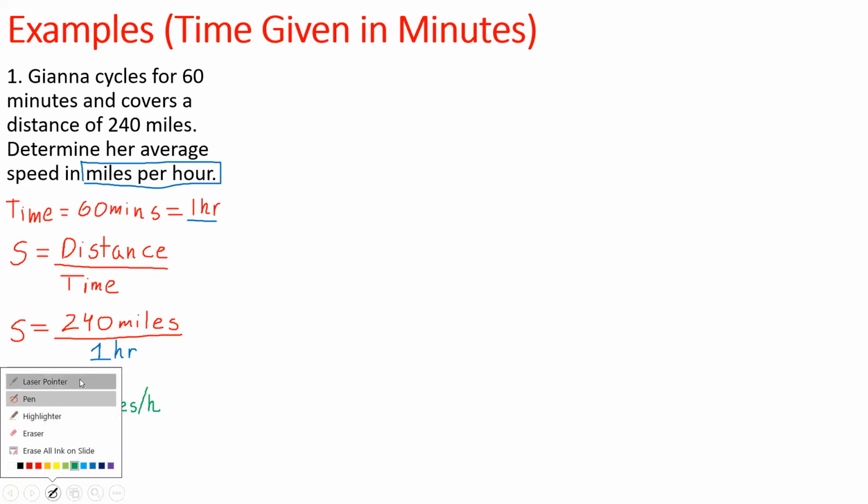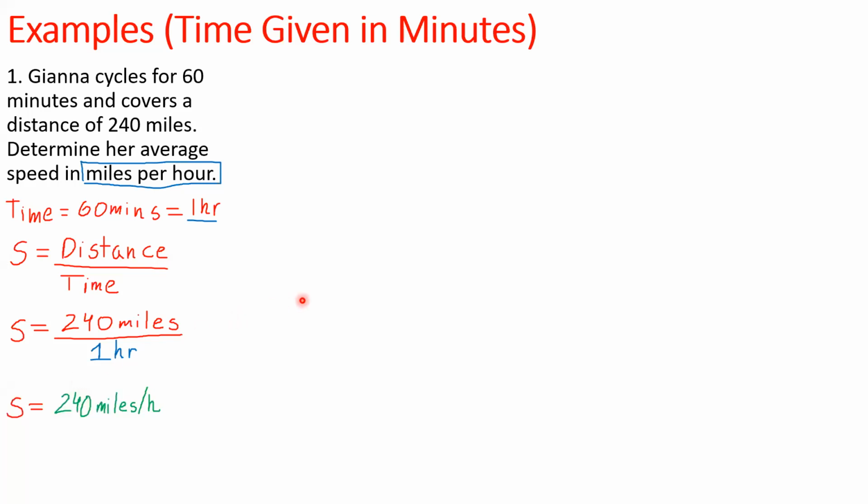All right. Do y'all understand what we did? Yes, sir. Good. So the first thing we did was convert the time from minutes to hours. Then we put that hour inside the formula, distance over time. The distance is 240 miles over 1 hour, and that's going to be 240 miles per hour because it's just 1.